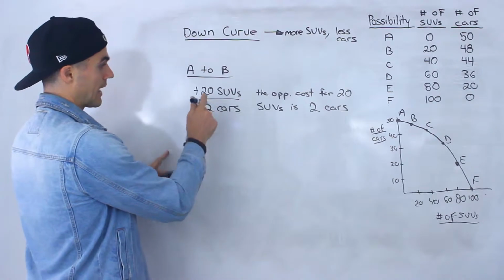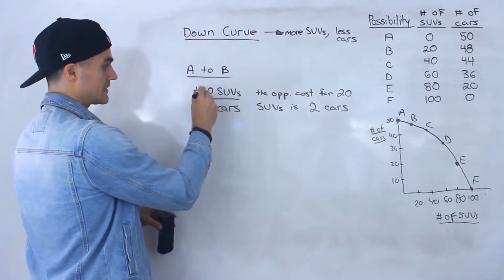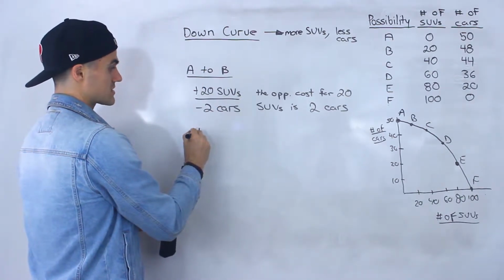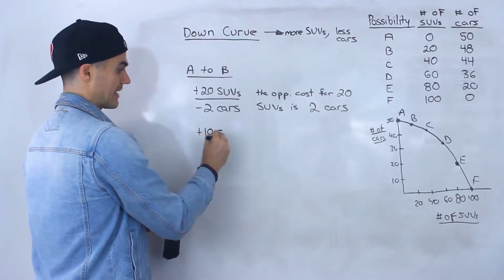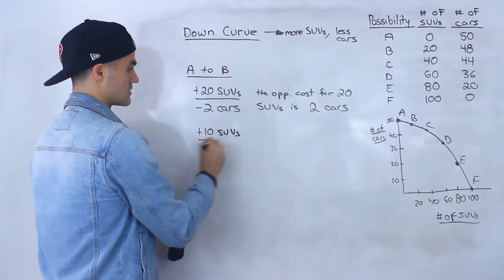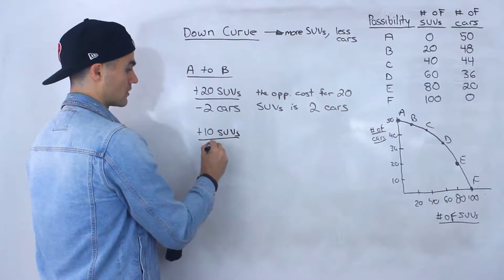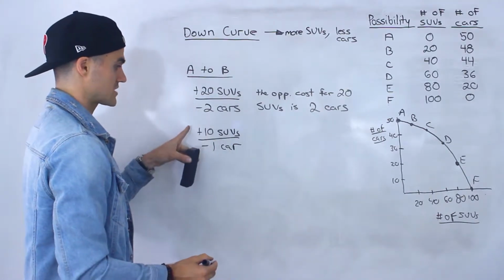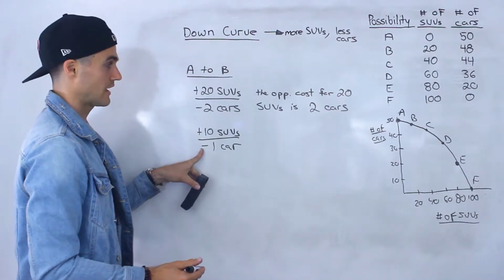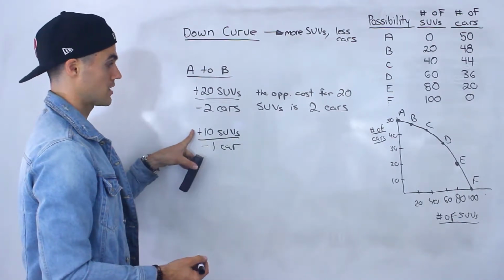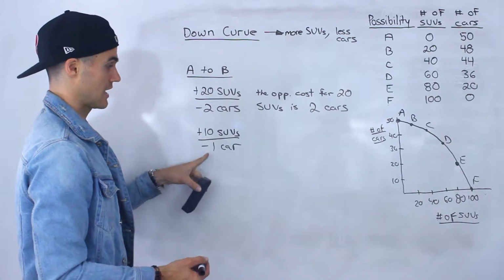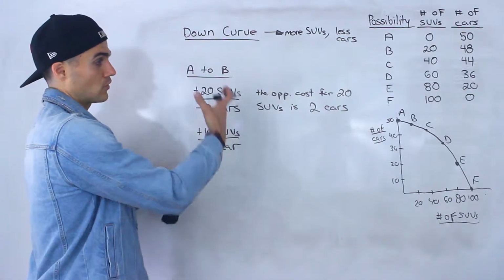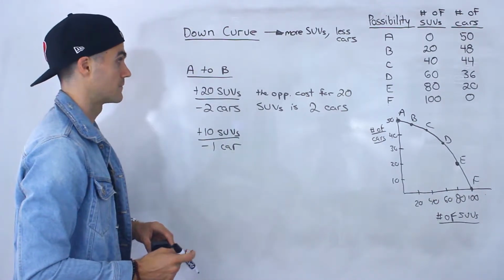Okay, and notice that we could simplify this ratio here. So this could simplify to plus 10 SUVs, we sacrifice 1 car. Plus 20 over negative 2 is the same as plus 10 over negative 1. So the opportunity cost of producing 10 SUVs is 1 car. Both of those mean the same thing.